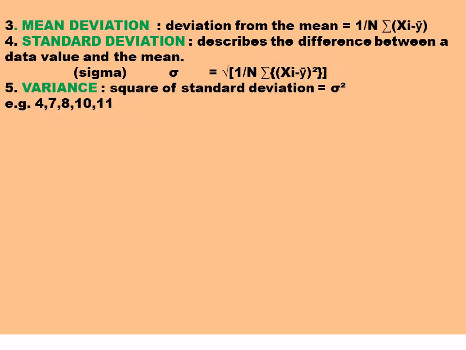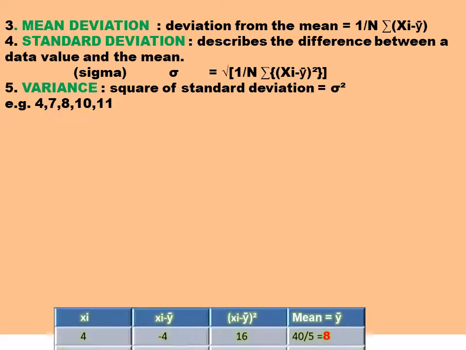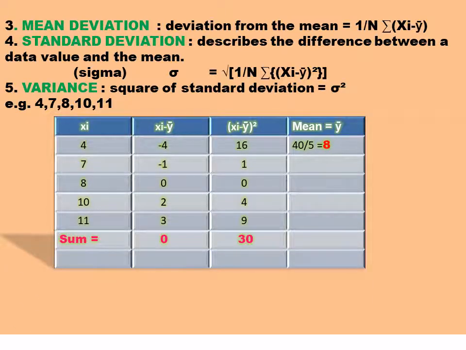I have taken a very simple example, 5 numbers: 4, 7, 8, 10, 11, right? Now, I will make a table for this. Why do I need to make a table? Because if you can see the formula, it is xi minus y bar. Y bar is the mean, and xi's are the points of the data. So I have to calculate xi minus y bar whole square first, and then add them. I will find it with the help of a table. It will be much simpler.